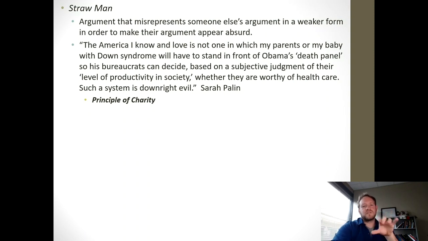So keep in mind the principle of charity, which is you ought to interpret or restructure an argument in the most favorable terms possible. Favorable here meaning something like ways that sound or appear most promising or most likely to be true, right? Or lead to a true conclusion, right? The strongest form of the argument. We really ought to take the strongest form of each argument that we can, right?